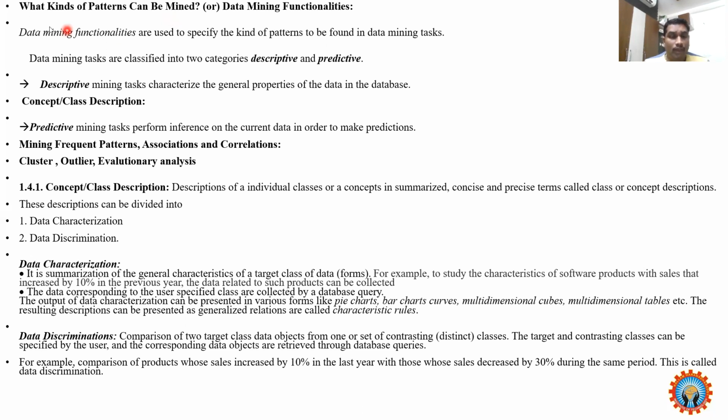Coming to this topic, it can be categorized into 2 categories. Data mining functionalities are used to specify the kind of patterns to be found in data mining tasks. If you are doing some tasks in data mining, you get some patterns, and then you apply them on the functionalities. Data mining tasks are classified into 2 categories, called descriptive and predictive tasks.